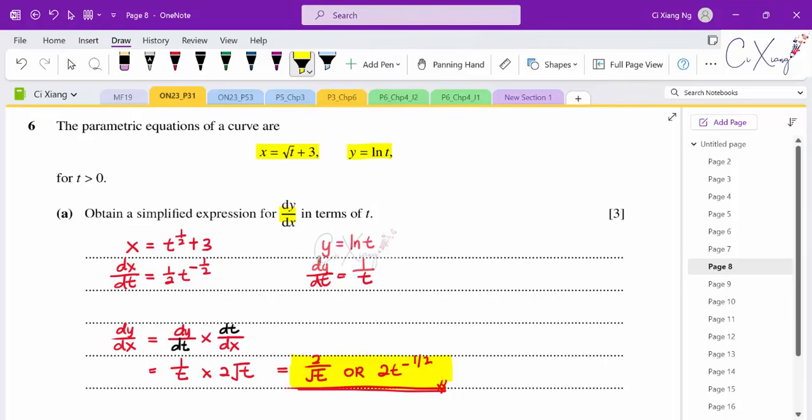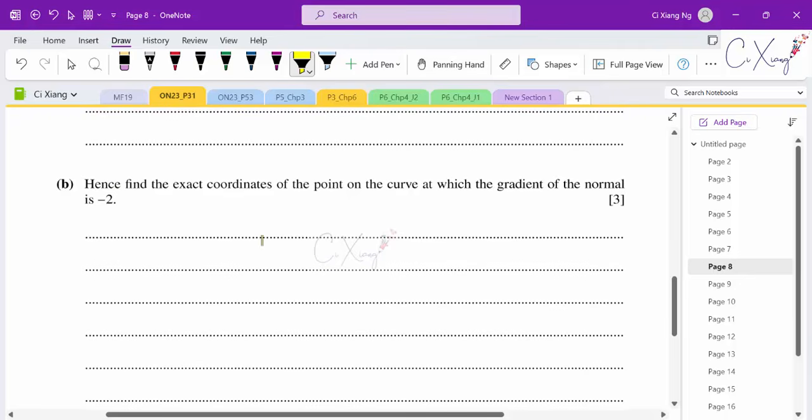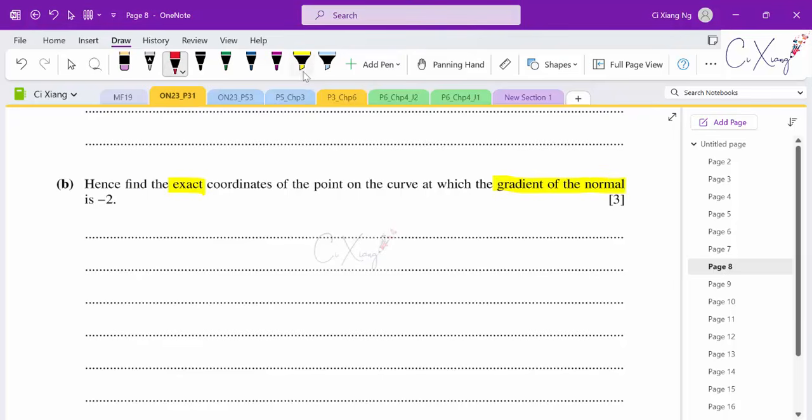Then let's continue to part B. For part B, they want us to find the exact coordinate, highlight the keyword exact. The exact coordinate of the point on the curve where the gradient of the normal is negative 2. So let's see how to connect the gradient of the normal with the gradient of the tangent. You should know that the normal is perpendicular to the tangent, right? So when you multiply the gradients together, it should equal -1. Because they are 90 degrees to each other, perpendicular to each other.